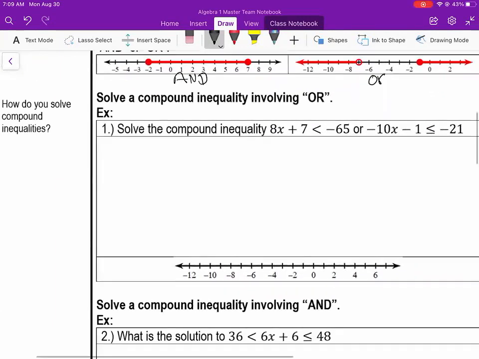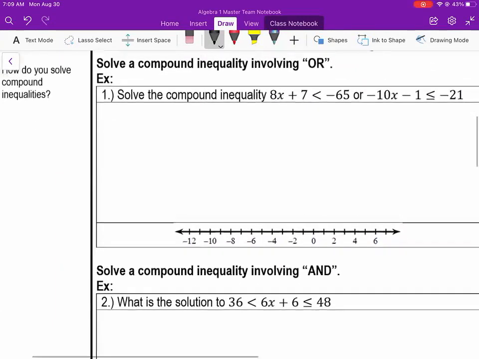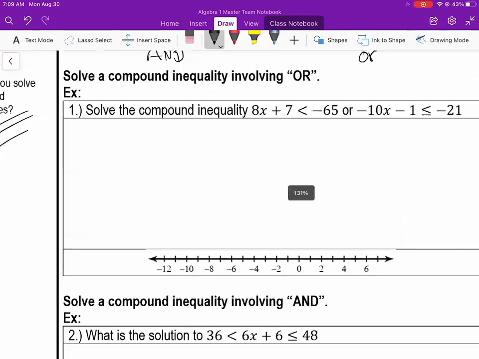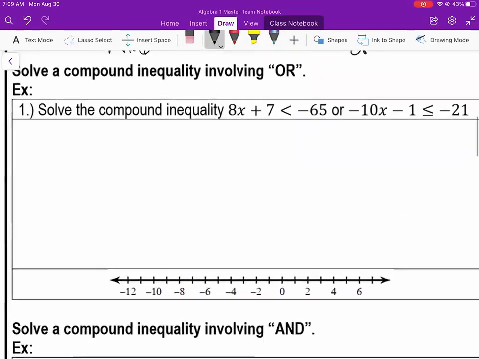Now, to continue with the second essential question, how do you solve a compound inequality? Well, let's go ahead and solve it. The first one that we're going to look into is going to involve "or." So this is an "or" inequality. And what it means is there are two inequalities. You're just going to have to solve them separately.